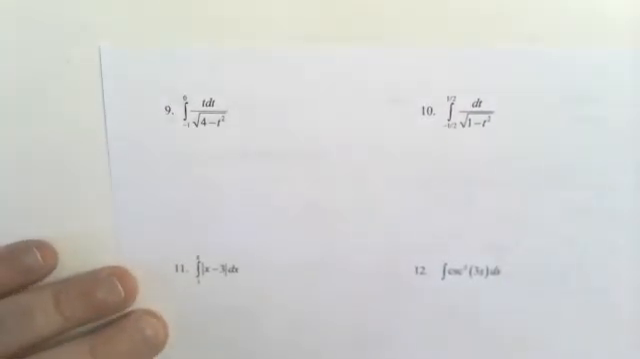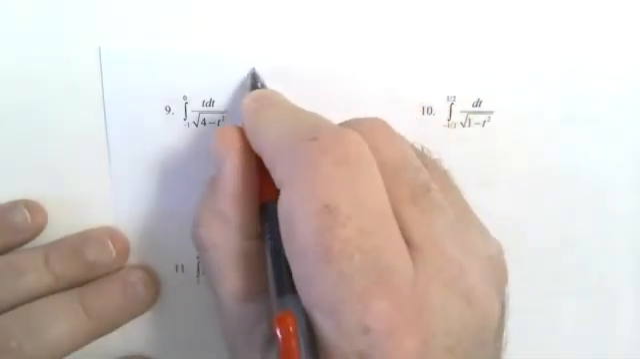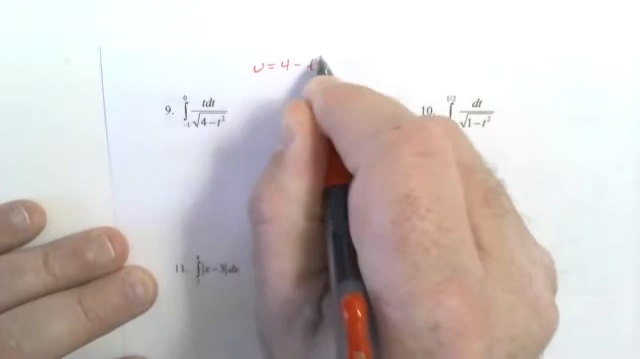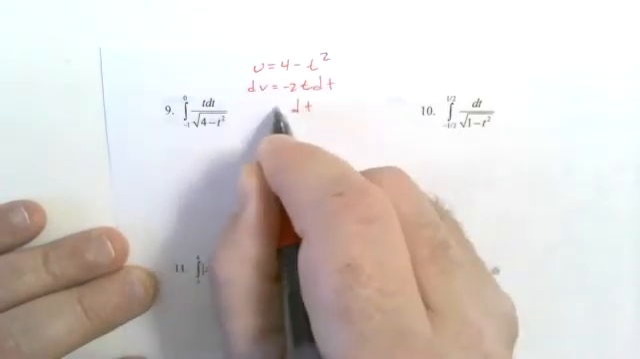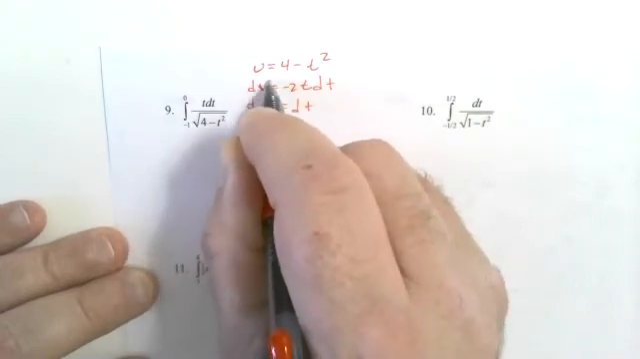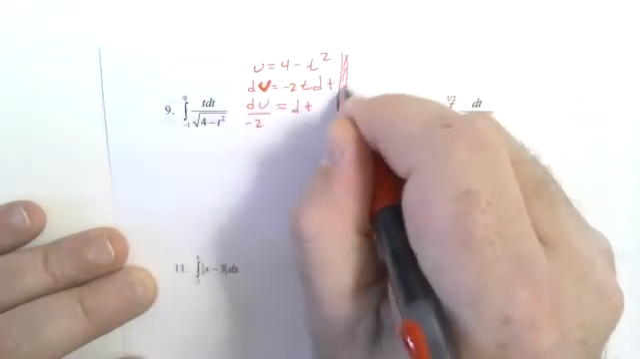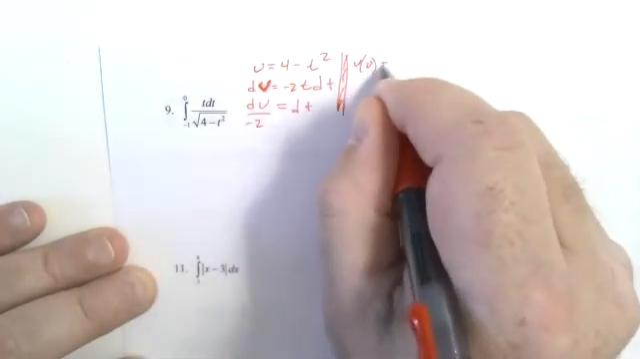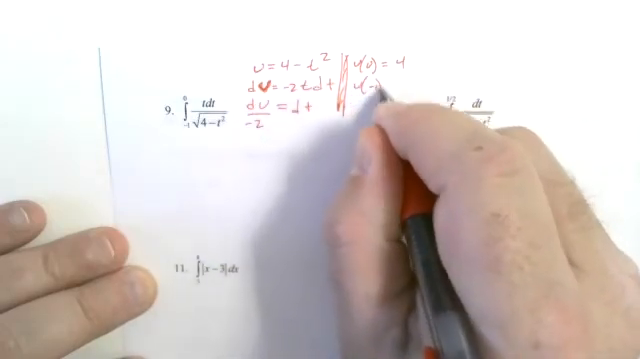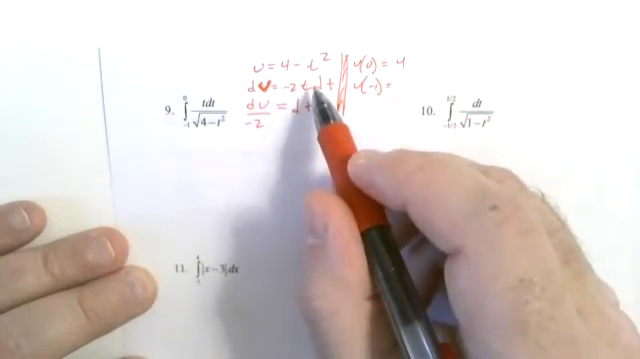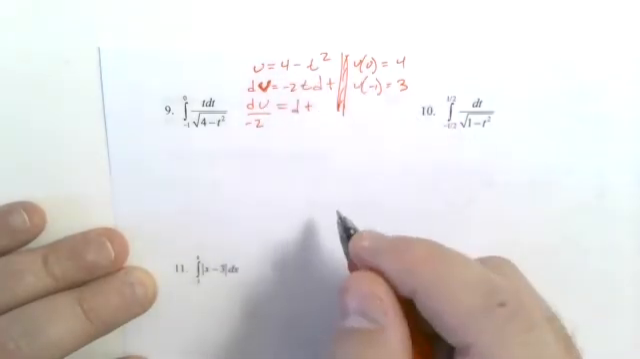All right. This sets up nicely, I believe, for u substitution. u equals 4 minus t squared. du equals negative 2t dt. dt equals du over negative 2. u of 0 equals 4. u of -1 equals 3. -1 squared is 1, 4 minus 1 is 3.